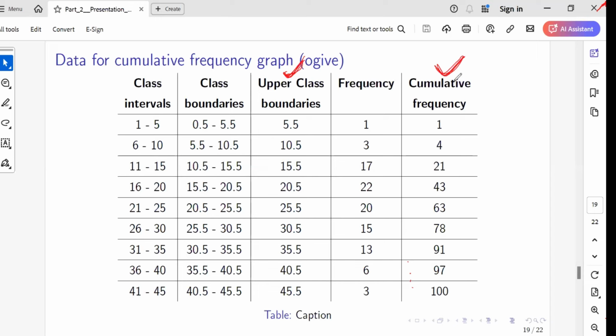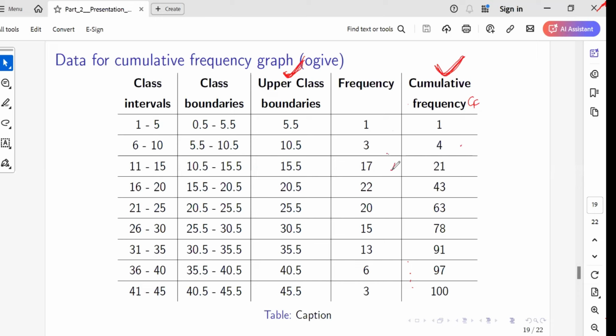How do you find cumulative frequencies? You simply add on the frequency up to the point where you are. So in this case, the first one, I have 1. So the cumulative frequency is 1. I'll use CF to represent the cumulative frequency. Now the second one, this is the point where I am, so I add this and all the others ahead of it. So 1 plus 3, and that gives me 4.